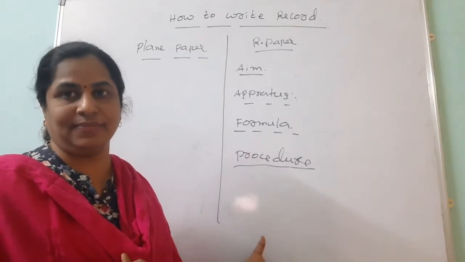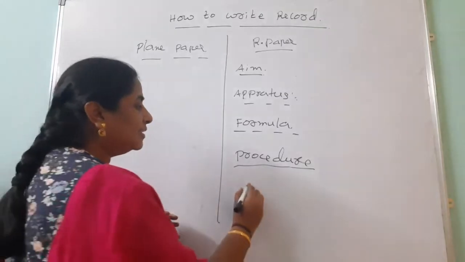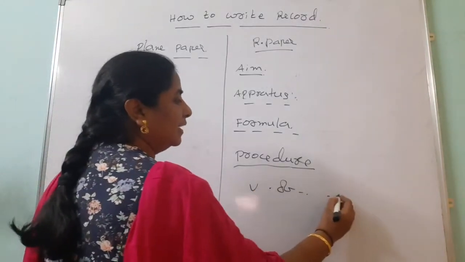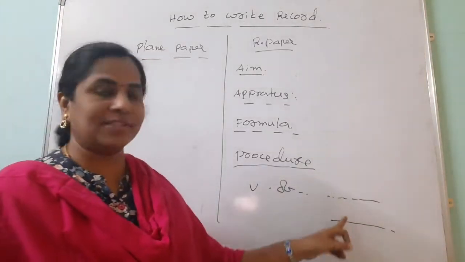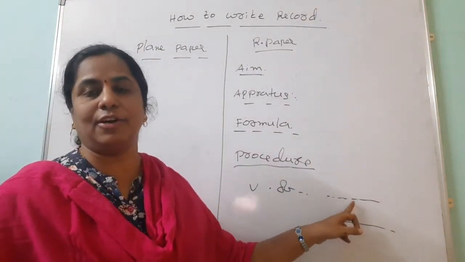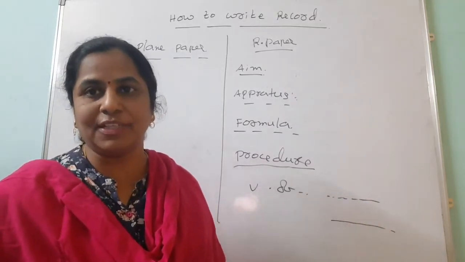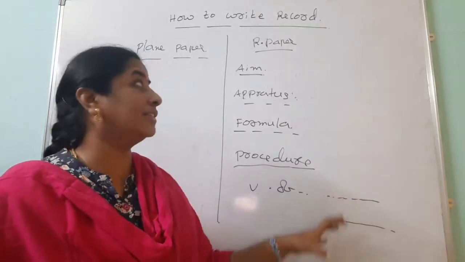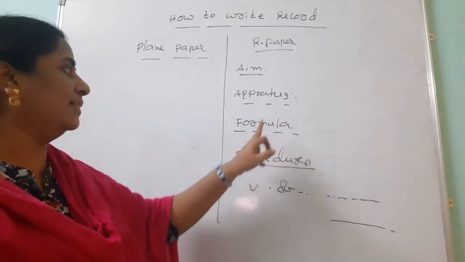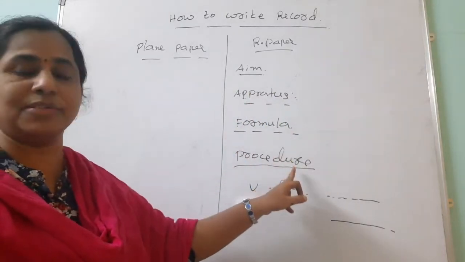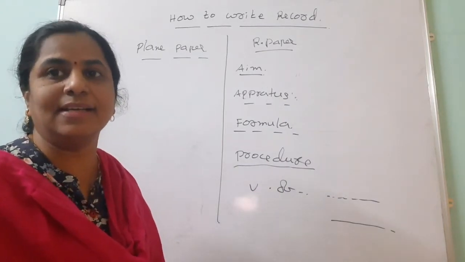Then the result. Some people leave the steps like that, writing only the volume of the cylinder and leaving the rest. Don't leave these columns like that. We must fill the empty columns: what is the volume of the cylinder, what is the volume of the sphere, what is the volume of the glass plate. Everything we have to fill. Once again I am saying, first we write the aim, then apparatus, then formula, then procedure. After that we go through the precautions. Then the last is the result.